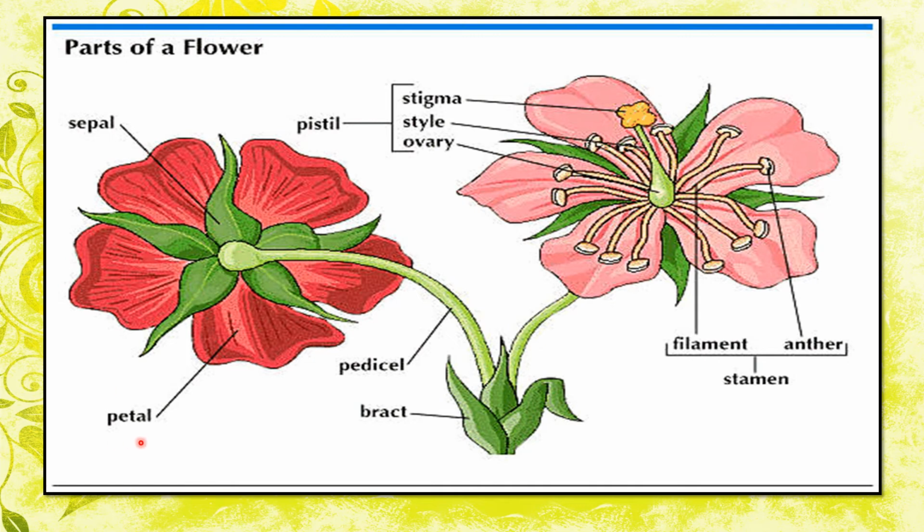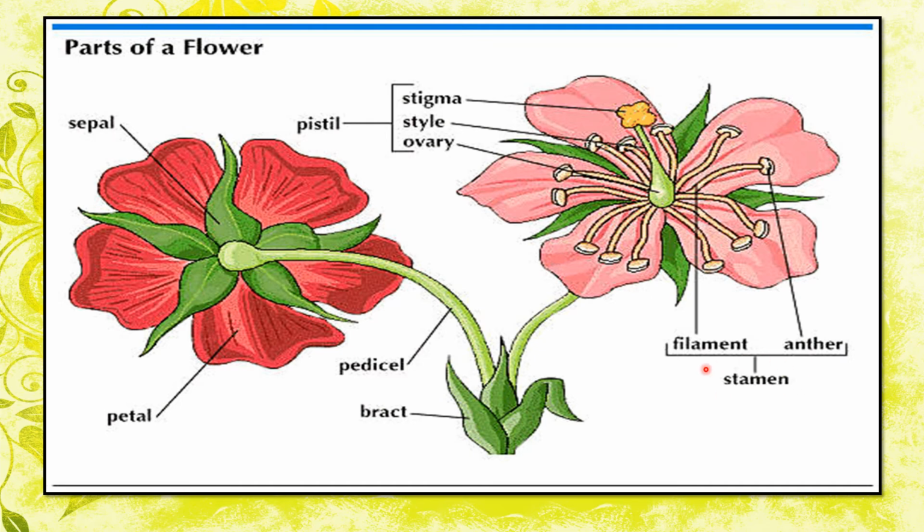The next part is petal. Petals are beautiful and brightly colored parts of the flower, and they are large. They also have a good fragrance. They attract insects for pollination.